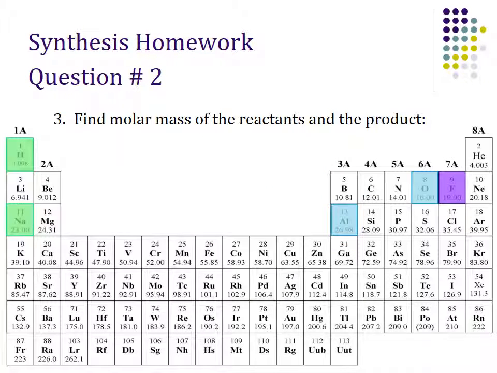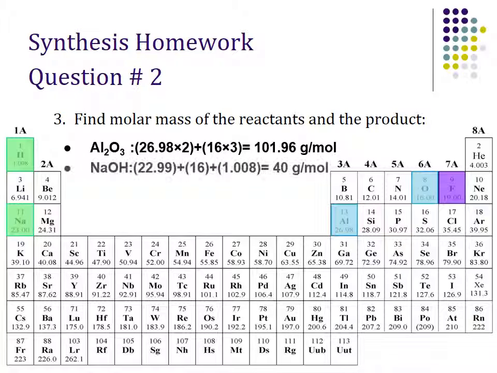Next, we find the molecular masses for the reactants and product. For Al2O3, we have 2 aluminum atoms and 3 oxygen atoms in one molecule. Therefore, we multiply the molecular weight of aluminum by 2 and the molecular weight of oxygen by 3. When we add them, we get a total molar mass of 101.96 grams. We follow the same procedure for the remaining reactants and product.